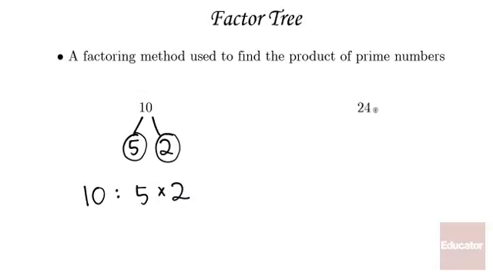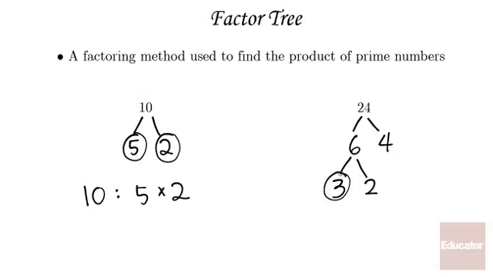Now another example, 24. Now 24 has a few different factor pairs, so you can choose whichever one. Okay, so let's go with 6 and 4. Now 6 and 4, we know that both are not prime numbers. They're composite numbers, so we have to break them up even further. So I'm going to branch it out again. And 6 is going to break up into 3 and 2.